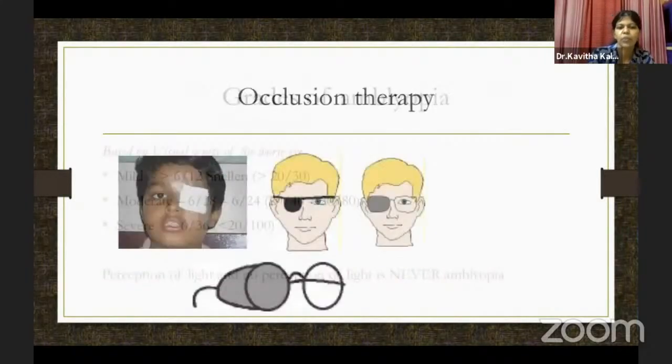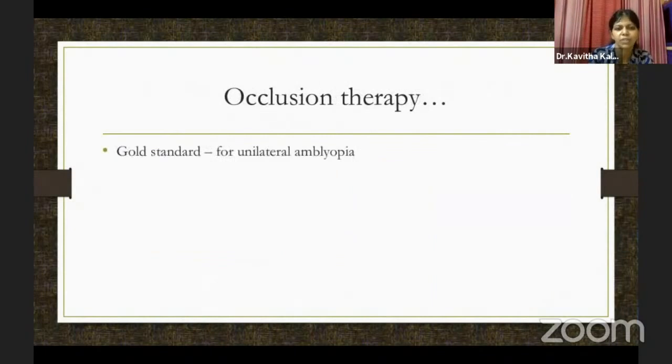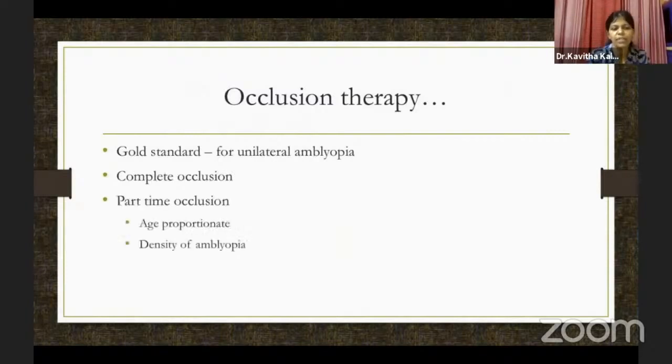So there are a lot of ways to do occlusion therapy, depending on the convenience. You always have to demonstrate how to do occlusion therapy, not just verbally tell. The gold standard treatment for unilateral amblyopia: complete occlusion has better effect, and part-time occlusion has become the gold standard rather than full-time occlusion. So age proportionate occlusion is indicated, and density of amblyopia determines how many hours of occlusion is indicated. And patching is the form of part-time occlusion.